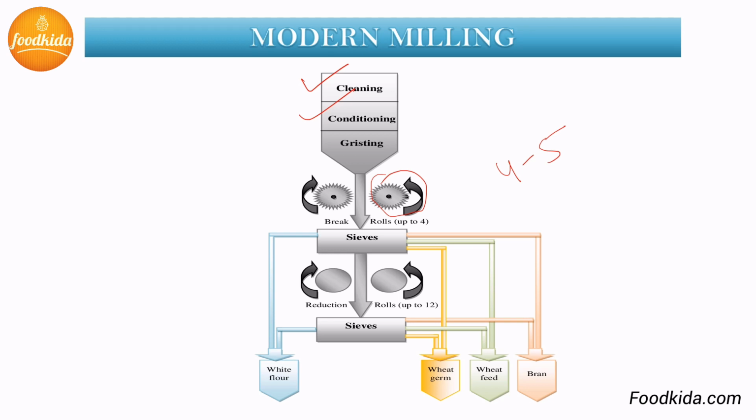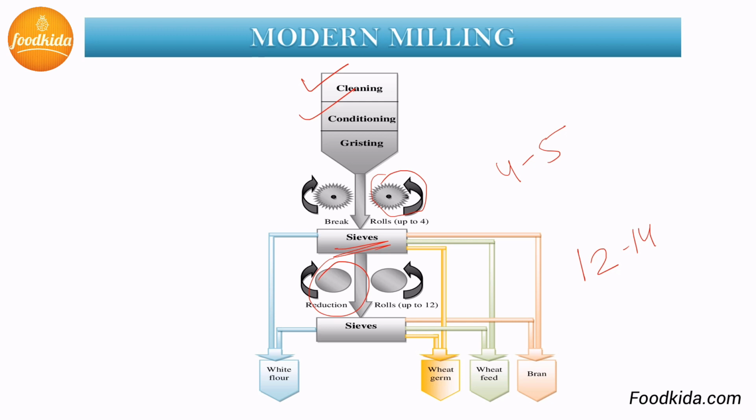So after passing through the break rollers, the remaining part is passed through the reducing rolls, and these reducing rolls consist of smooth surfaces which ultimately produce the flour from endosperm, and it consists of about 12 to 14 reduction steps. And after passing through each roll step, they are passed through sieves to be separated on the basis of size, and similarly after passing through each reducing roll, they will be sieved after each pass in order to separate depending upon the size.